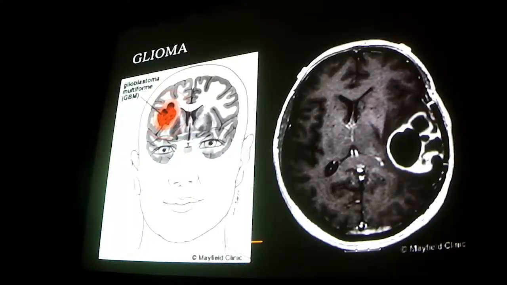Glioma is an umbrella term that's used to describe different types of tumors, such as an astrocytoma or a glioblastoma, for example. Gliomas vary in their aggressiveness and malignancy. Some are slow growing and curable, and others are fast growing and not curable.